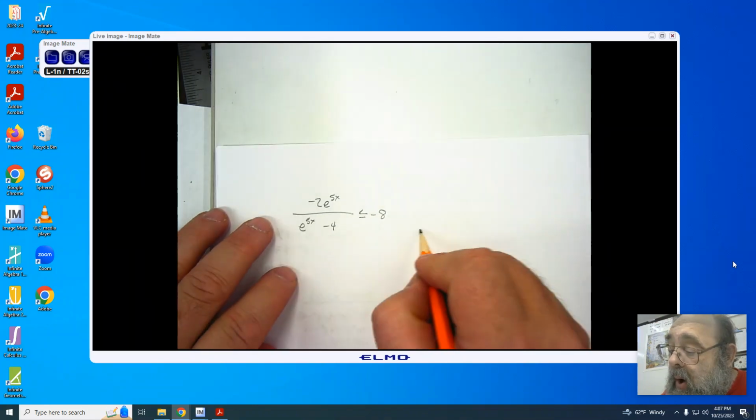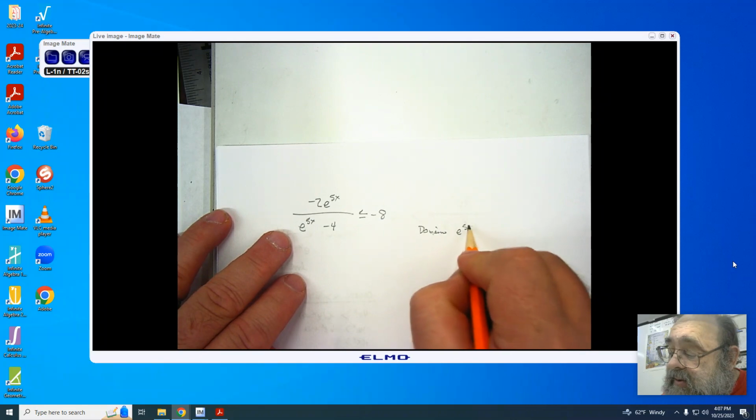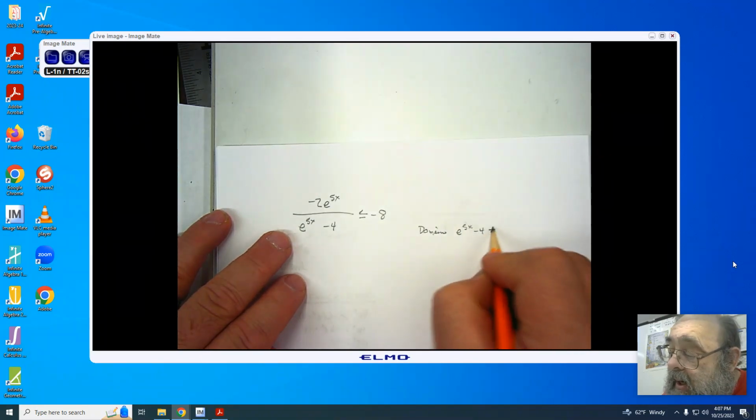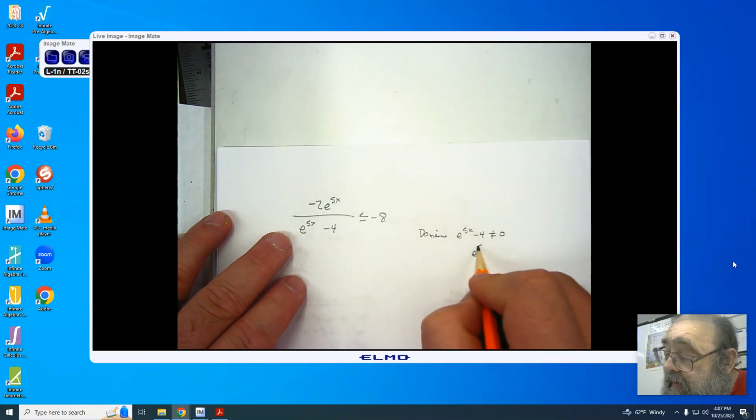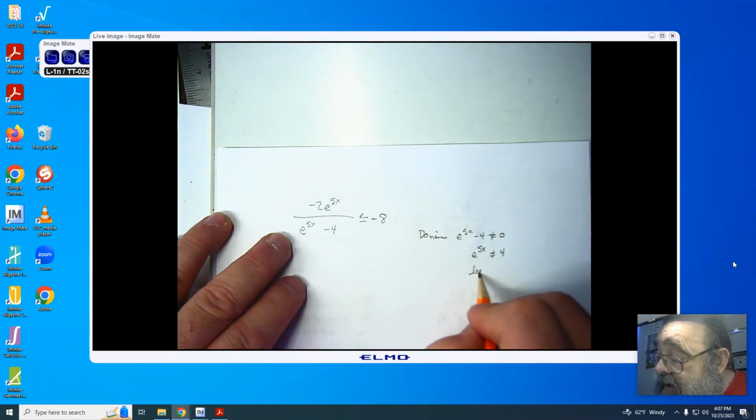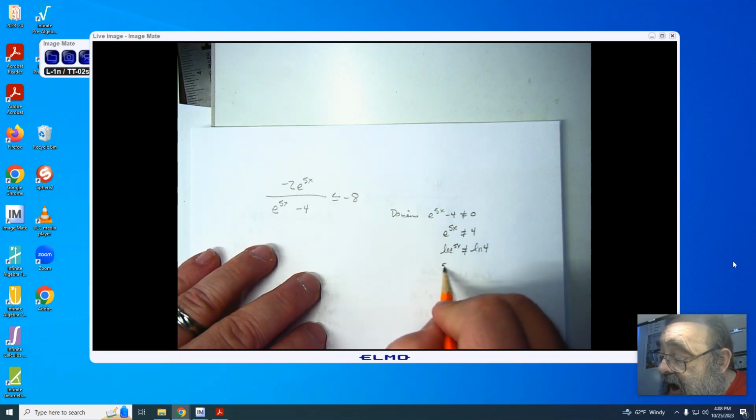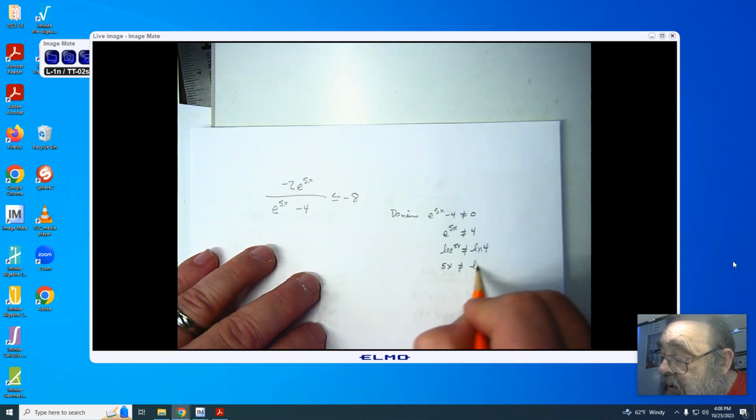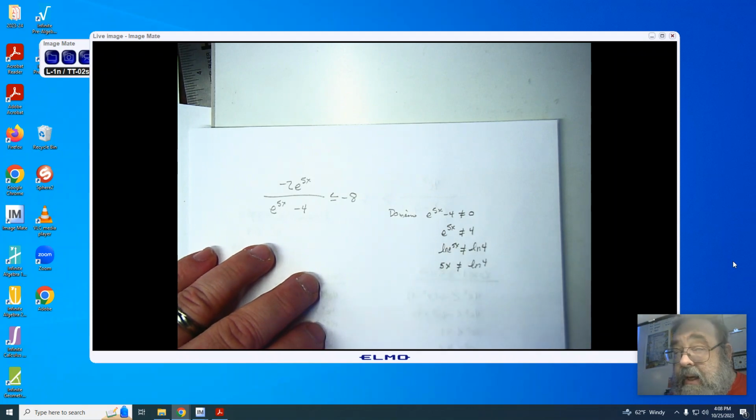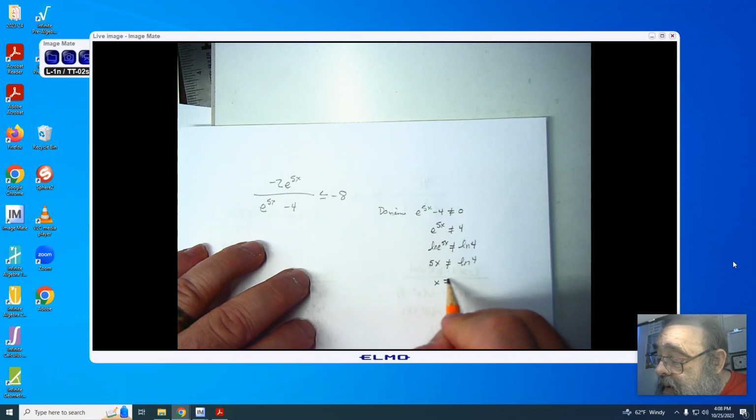Here we go. Domain first. e to the 5x minus 4 cannot equal 0. e to the 5x cannot equal 4. Natural log of e to the 5x cannot equal the natural log of 4. This then gives me 5x cannot equal the natural log of 4 because log base e of e is 1. And I now have 1/5, so 1/5, the natural log of 4.